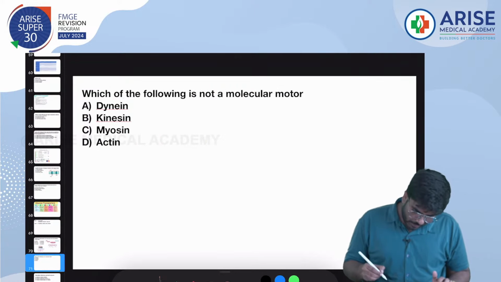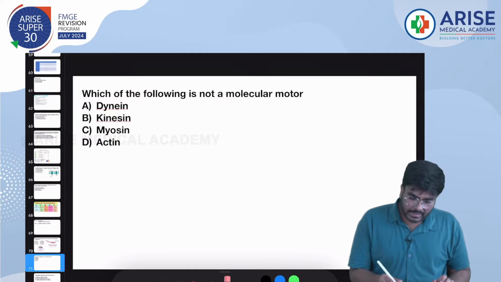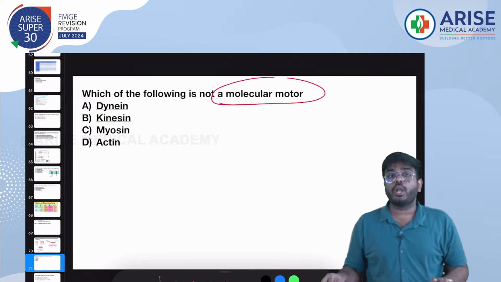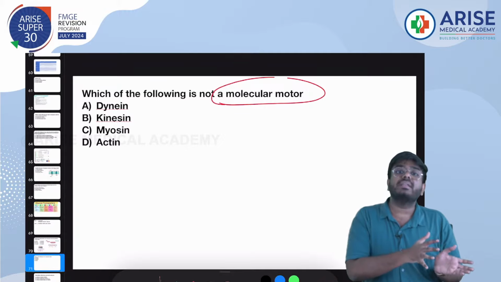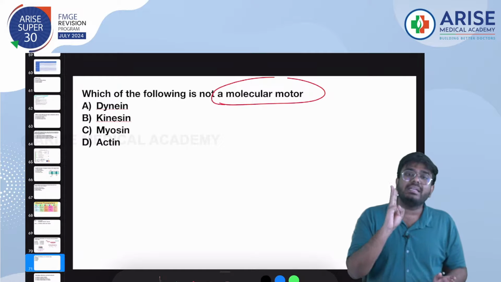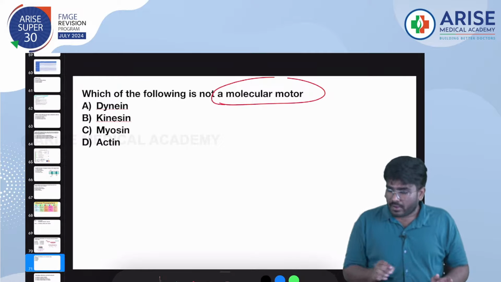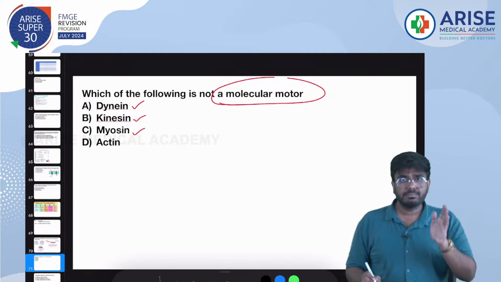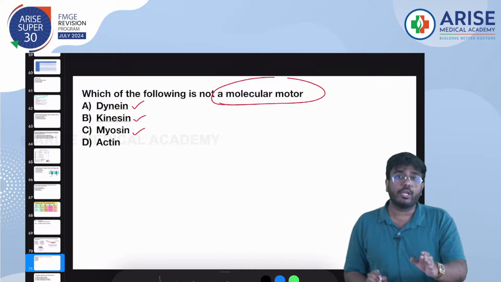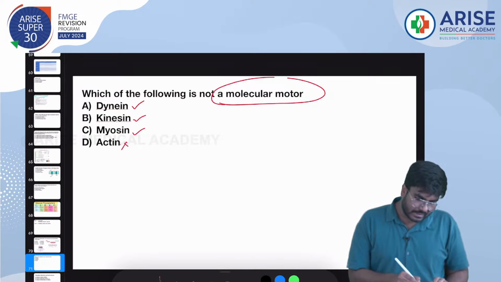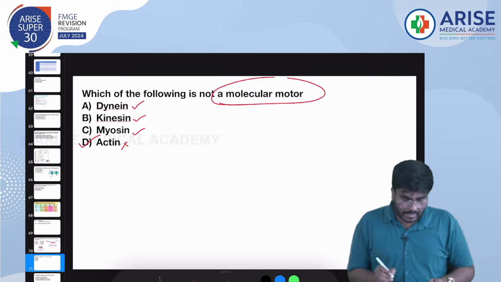Next, which of the following is not a molecular motor? Inside your cells, there are certain proteins called molecular motors, which help in the transport of substances from one end to the other end. There are three important molecular motors: dynein, kinesin, and myosin. These three molecules help in intracellular transport, but not actin. This is not a molecular motor.